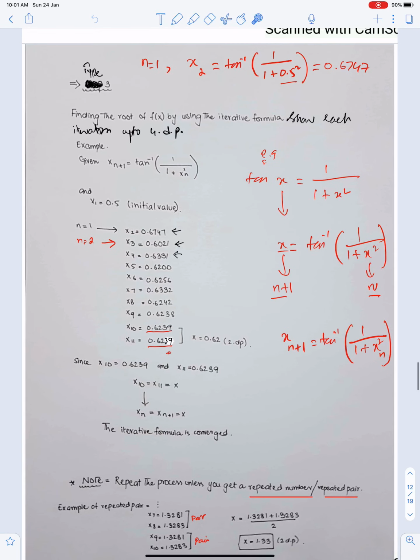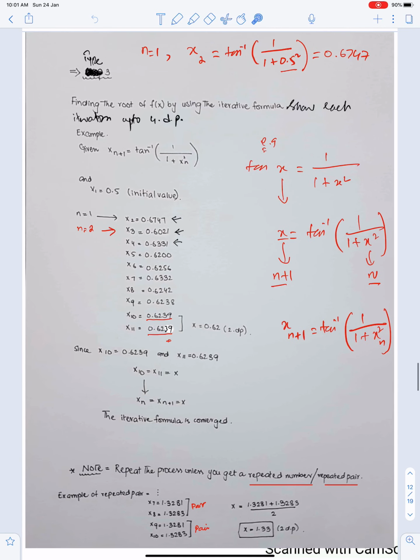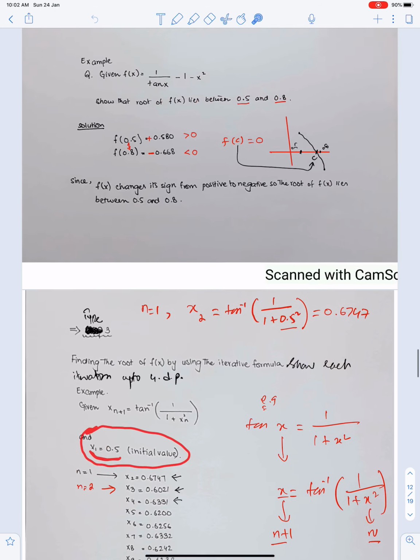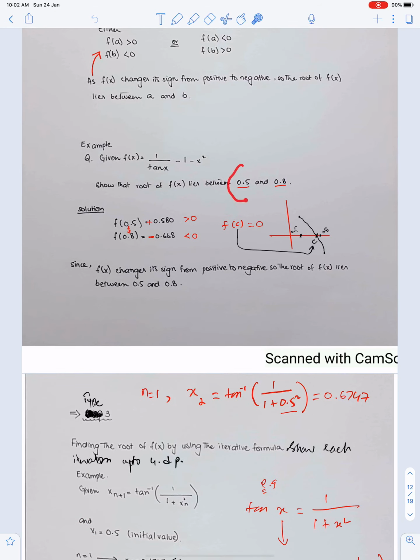I have discussed these concepts in detail in my lecture 1. This is the type 3 question. They will give you the iterative formula and they will ask you to find the root of the equation. Usually the examiner gives the initial value. If the initial value is not given, then this can be considered as the initial value. You can also take this as the initial value, you have a choice, but it's better to take this value as the initial value.